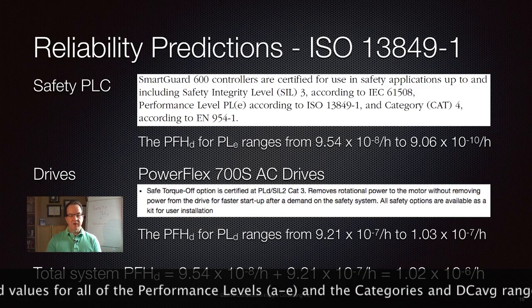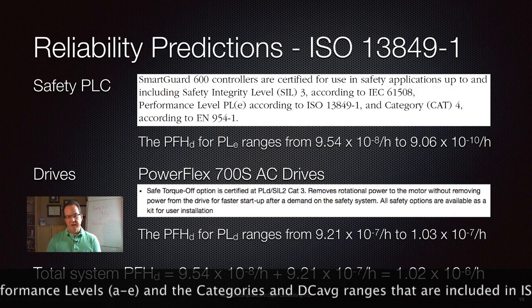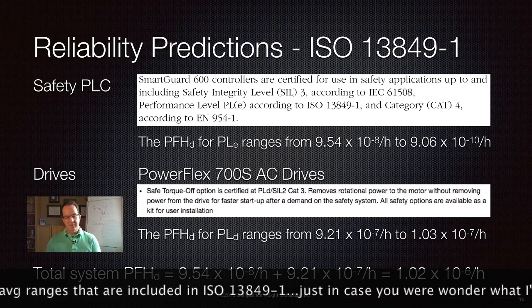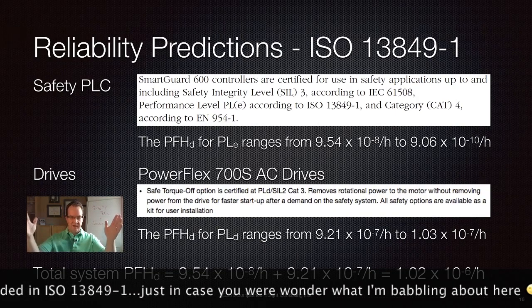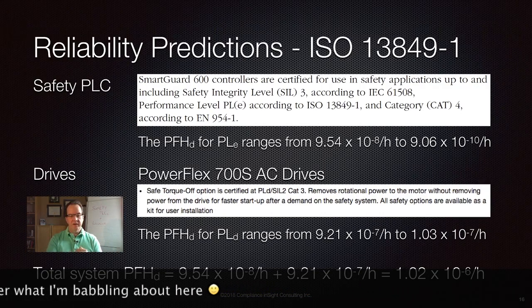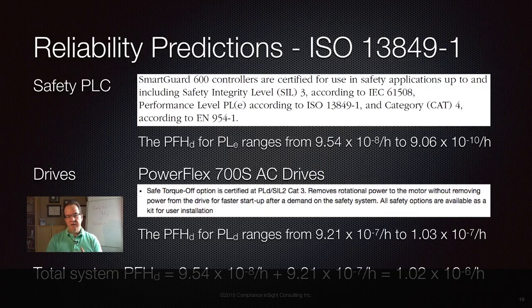And that runs from 9.54 times 10 to the minus 8th failures per hour to 9.06 times 10 to the minus 10th failures per hour. So that's the band that we're dealing with. Okay. And for the drive, PLD category 3, look it up in Annex K, and that runs from 9.21 times 10 to the minus 7th to 1.03 times 10 to the minus 7th failures per hour.